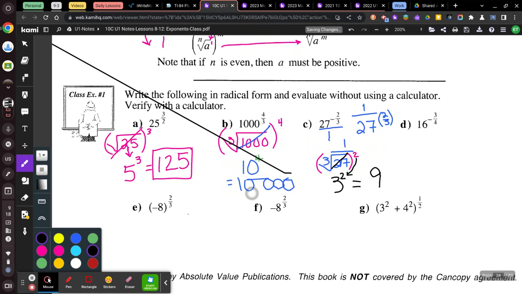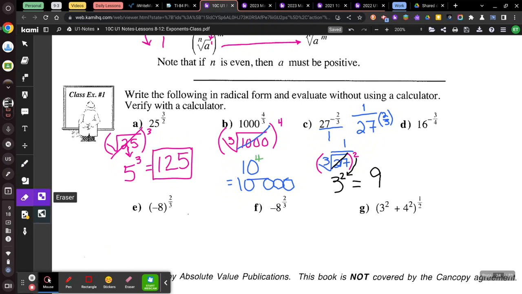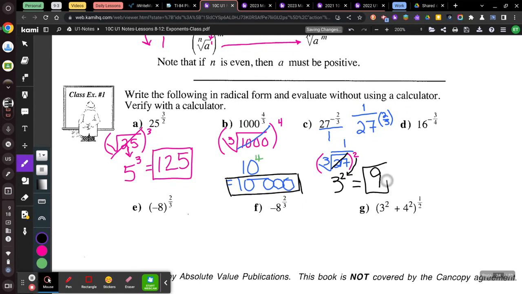Let's try to box or circle our final answers, so that we can find them right away. We don't have to search for them. Let's try and box them. Circle them, so you know where they are.